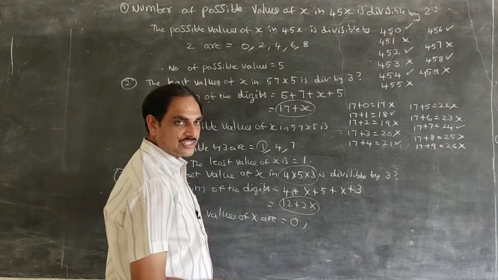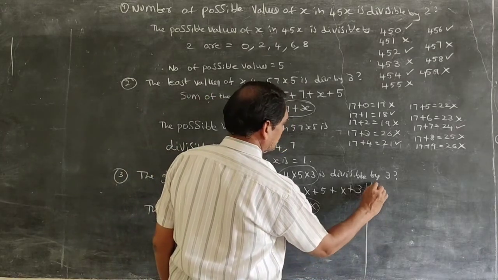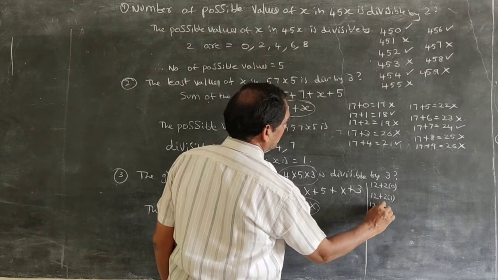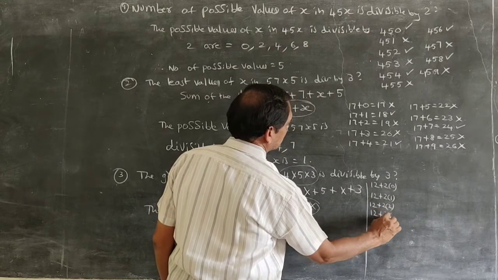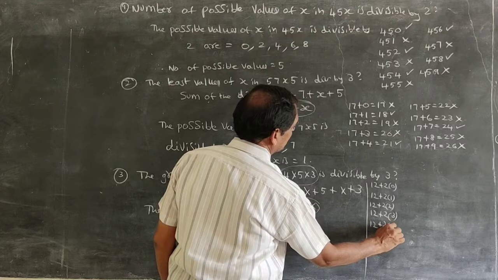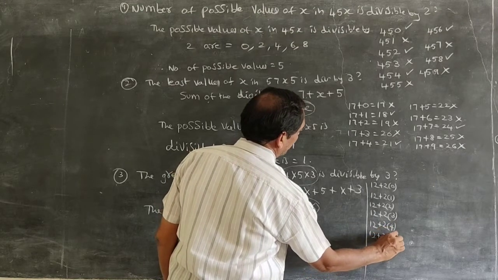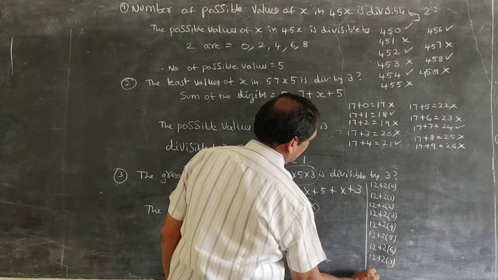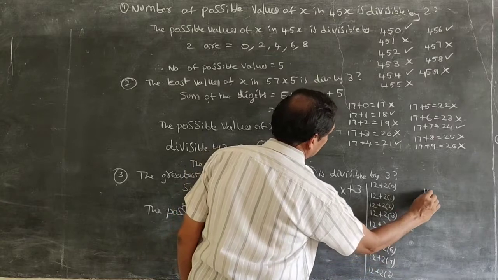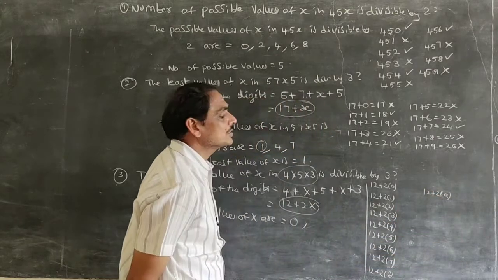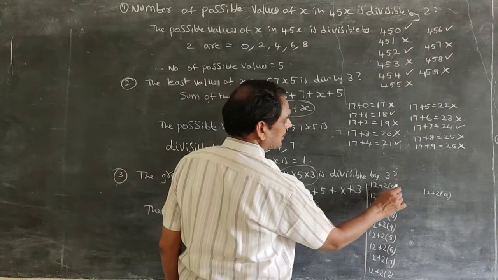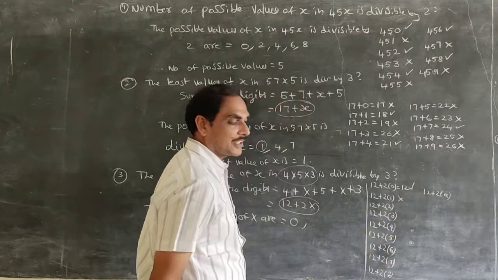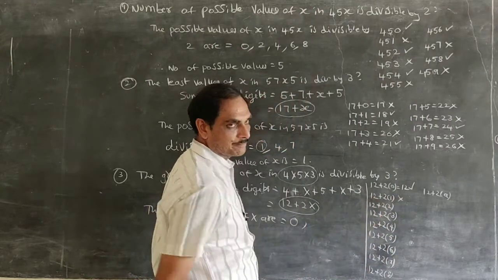So, we write this as 12 plus 2 into 0, 12 plus 2 into 1, 12 plus 2 into 2, 12 plus 2 into 3, 12 plus 2 into 4, 12 plus 2 into 5, 12 plus 2 into 6, 12 plus 2 into 7, 12 plus 2 into 8 and 12 plus 2 into 9. So, when we substitute x equal to 0, we get 12, which is divisible by 3. And this is not divisible by 3 since we get 14 as its sum.